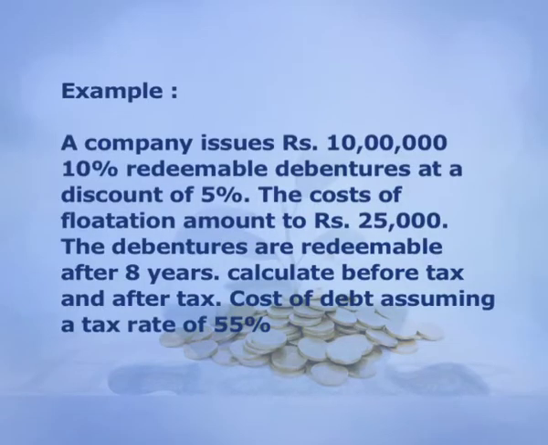A company issues rupees 10 lakh at 10% redeemable debentures at a discount of 5%. The cost of flotation amounts to rupees 25,000. The debentures are redeemable after 8 years. Calculate before tax and after tax cost of debt, assuming a tax rate of 55%.